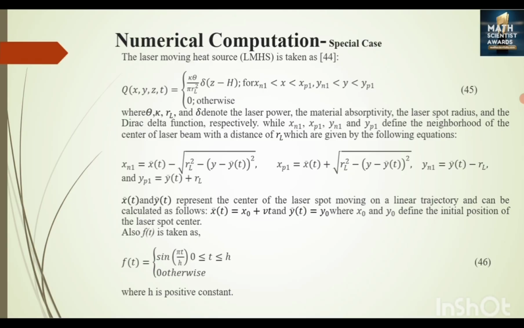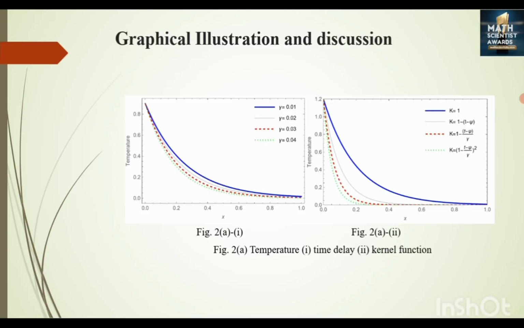Here, the laser moving heat source is denoted by Q in equation number 45, and equation number 46 denotes the function f of t, which is assumed as a special case. Next, graphical illustration and discussion.